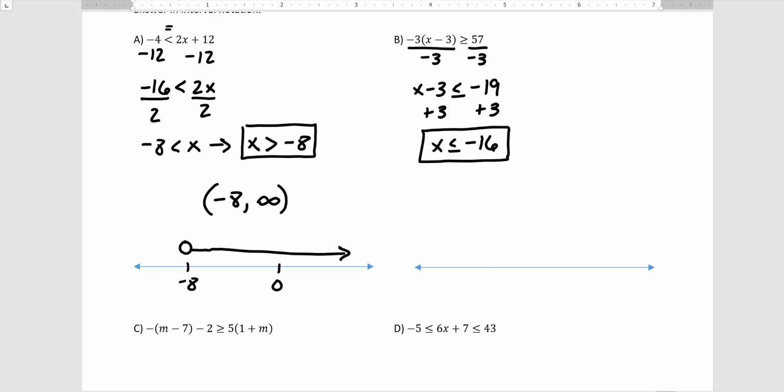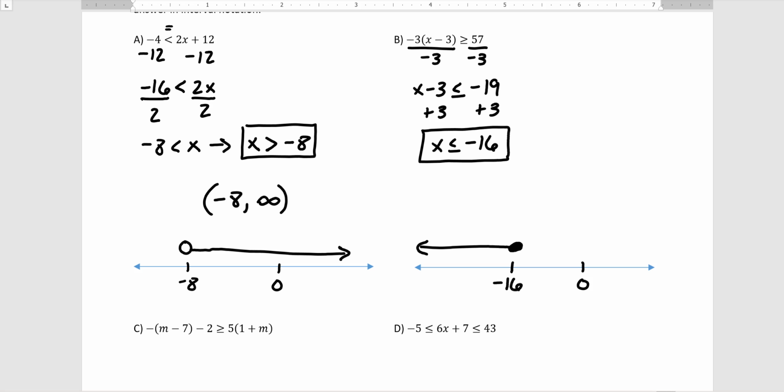Let's go ahead and plot that on our number line. So if I put 0 there, I can put negative 16 here. I'm going to put my closed circle above negative 16, since it's less than or equal to. Since it's less than, we're going this way to the left. There we go.